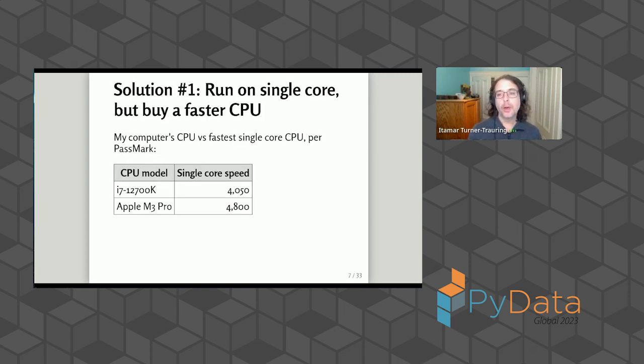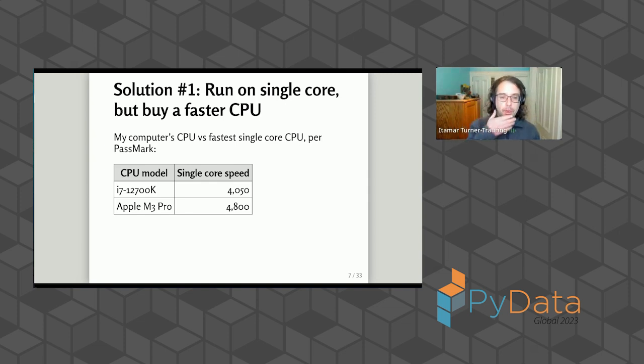So that's our problem. Our software is slow. How are we going to solve this? One theoretical solution is to say, well, we have some algorithm. It runs on one CPU. We can just buy a faster CPU. And here I'm talking just about the speed of a single core, so the speed of a single thread that's running on your computer.